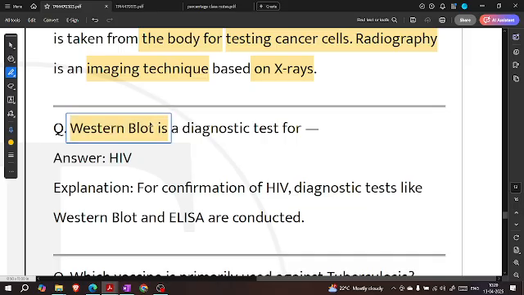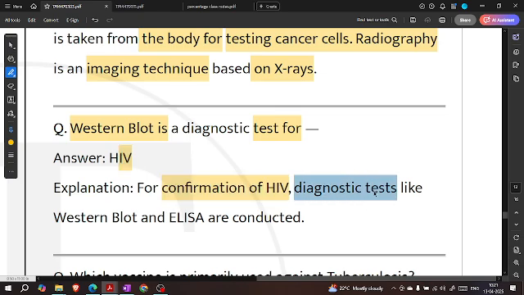Western blot is the diagnostic test for HIV. For confirmation of HIV, diagnostic tests like Western blot and ELISA are conducted.